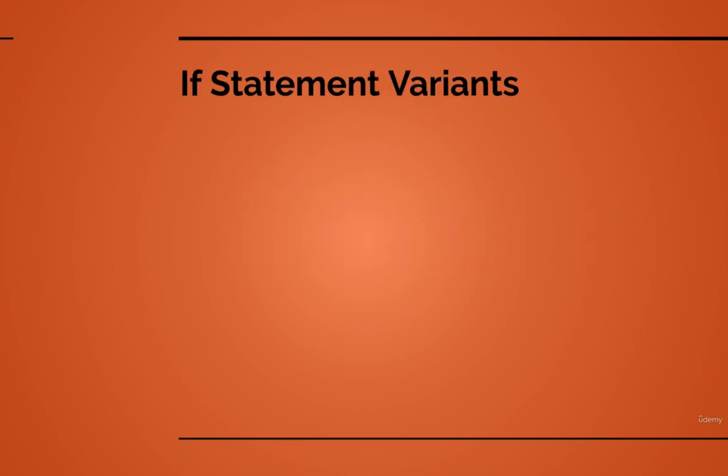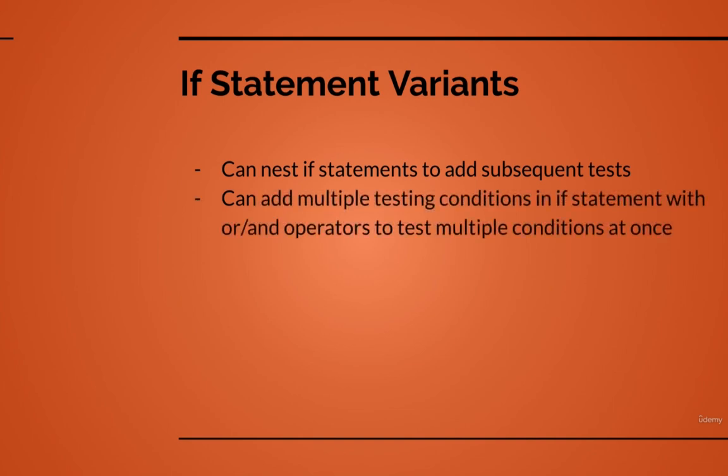Now finally we get to some if statement variants. These are just some tips and tricks we can apply to make our if statements more complex, in case we have more complex conditions that we need to take into account. We can nest if statements to add subsequent tests. We can add multiple testing conditions in if statements with the or and the and operators. This will allow us to test multiple conditions at once. So, for example, is something equal to true and is something else equal to true? If both of those are true, then we'll execute some code and so on and so forth.